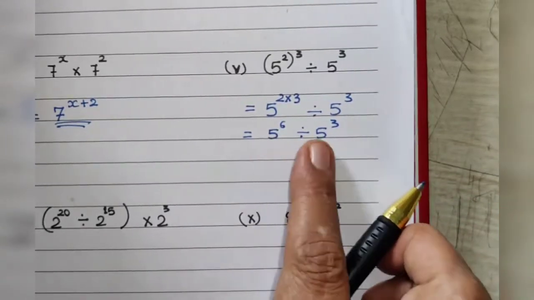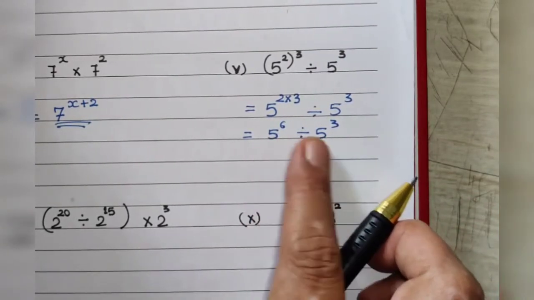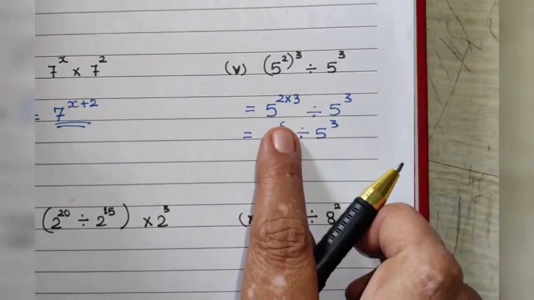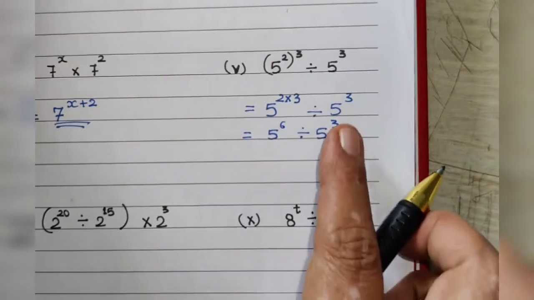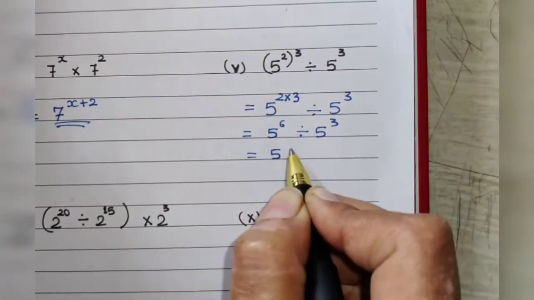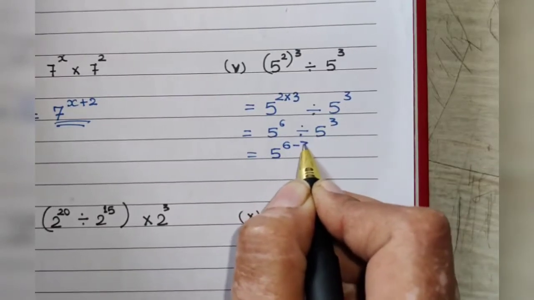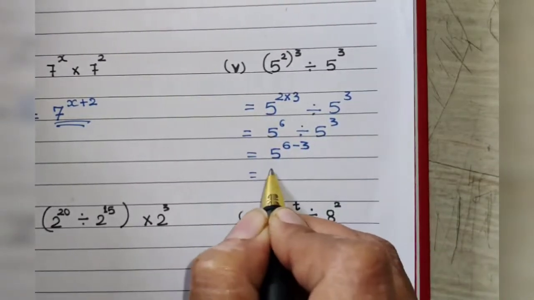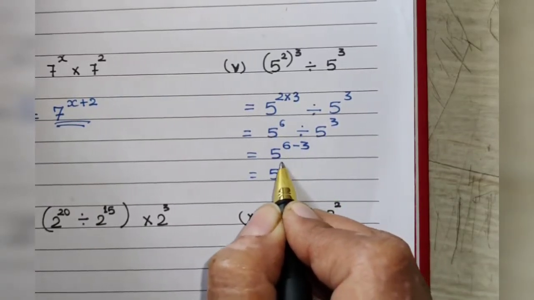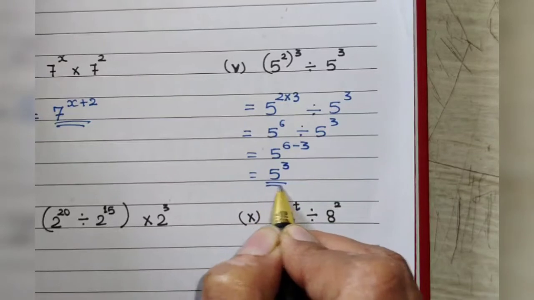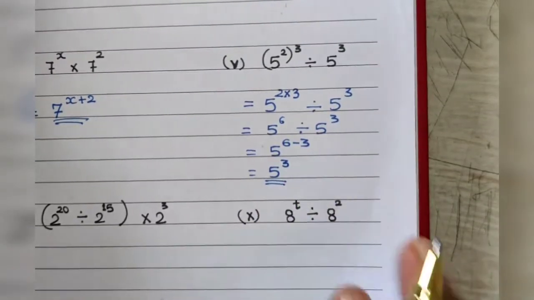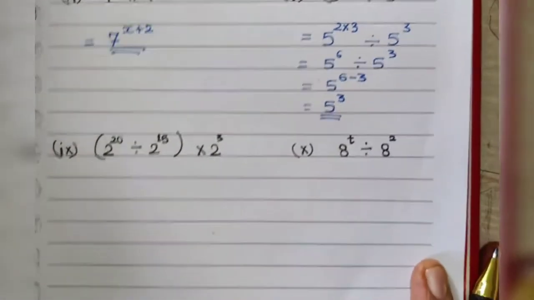Now you have the common bases, right? The bases are same and you have a division sign in between. So the powers will get subtracted. Now we are going to apply another law. That is 5 to the power 6 minus 3, and you get the answer 5 to the power 3, since 6 minus 3 is 3. As you are going to get the answer in exponential form, this is your final answer. I hope, student, you are understanding well.